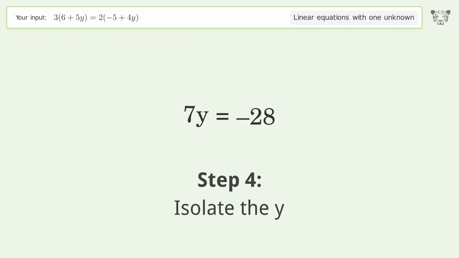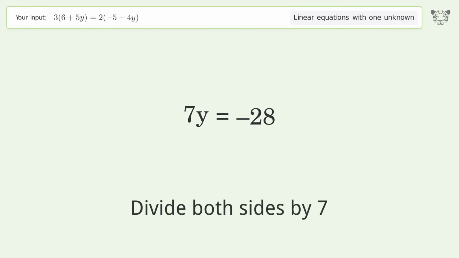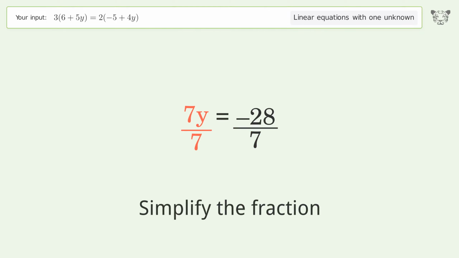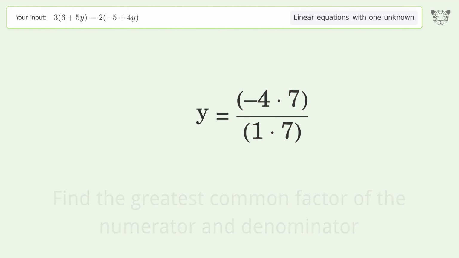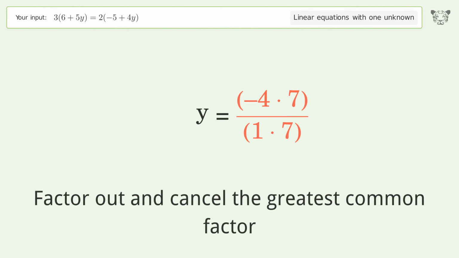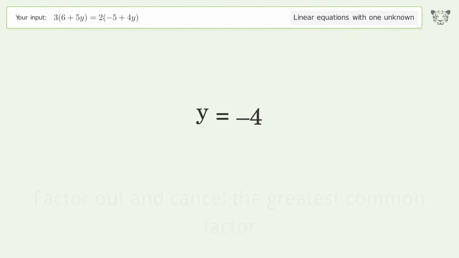Isolate the y. Divide both sides by 7. Simplify the fraction. Find the greatest common factor of the numerator and denominator. Factor out and cancel the greatest common factor. And so the final result is y equals -4.